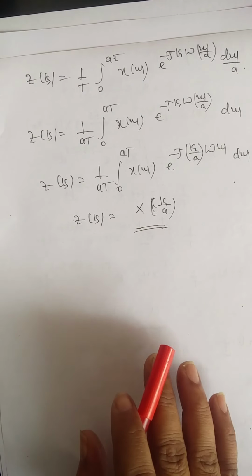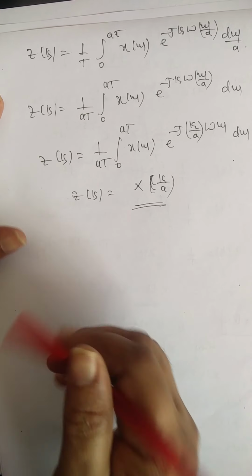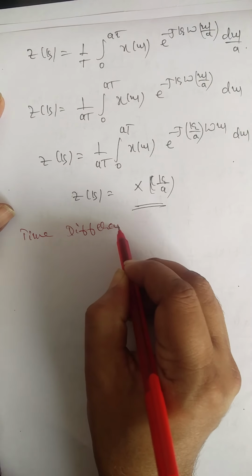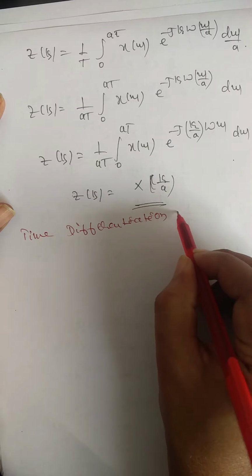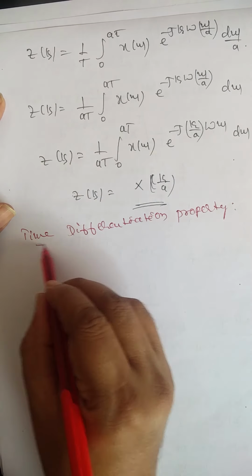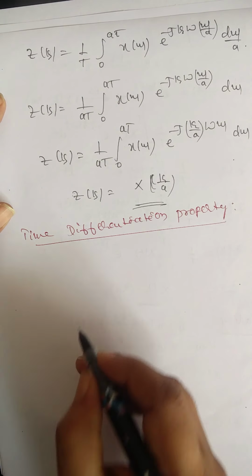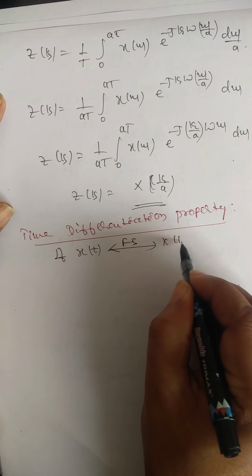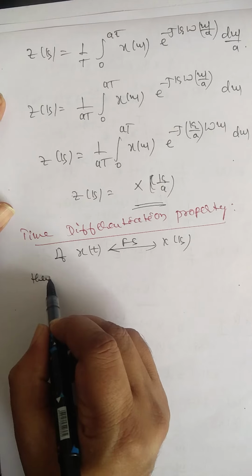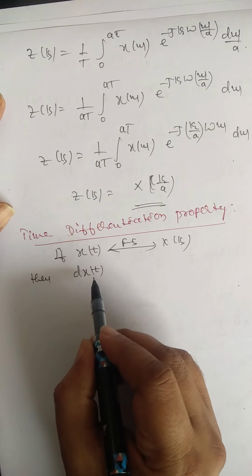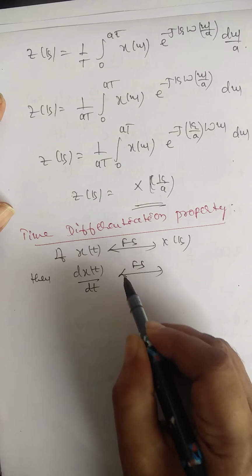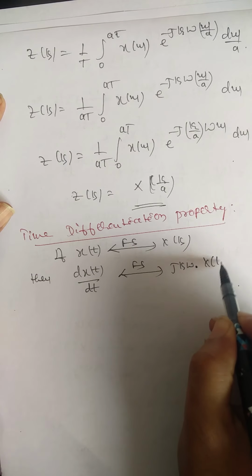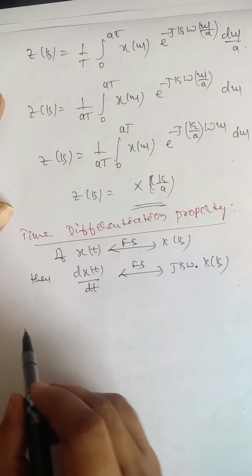Next property is the differentiation property, called the time differentiation property. This property says that if x of t is the input, then its Fourier series is x of k, and the differentiation of x of t with respect to t is given by its Fourier series j k omega into x of k. Okay, now let us prove this.